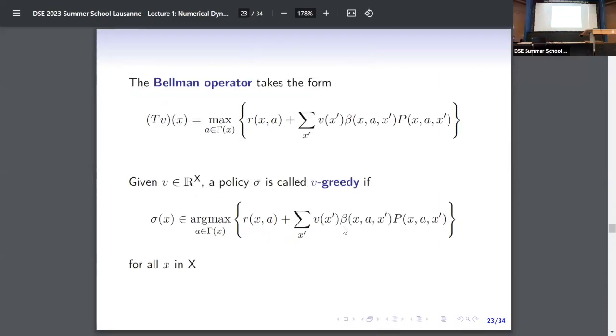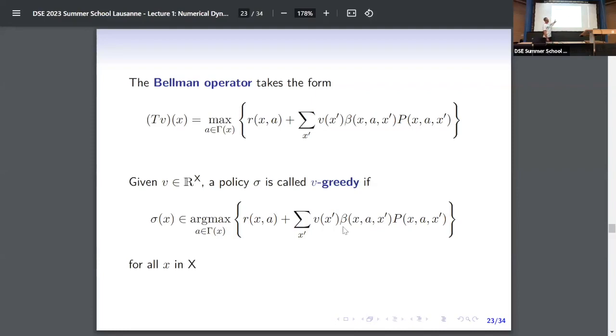In our setting, the Bellman operator takes the form you see at the top of the slide. No surprises there. I'll call the Bellman operator cap T. And this is a bit of notation that I use that's useful when we describe the algorithms, which you might not be familiar with. I'll call a policy V-greedy if it's in this argmax for every x. Think of V as a guess of the value function. We take that as our guess, and then we maximize with respect to the action to figure out what we should do.